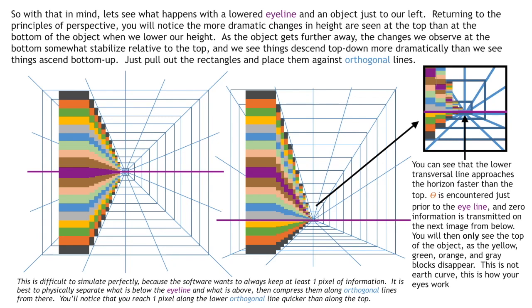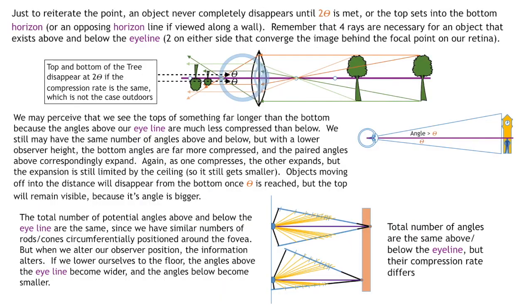You'll notice though when you do that, you reach 1 pixel along the lower orthogonal line a lot quicker than along the top. And just to reiterate the point, an object never completely disappears until 2 theta is met, or the top sets into the bottom horizon, or an opposing horizon line if we're viewing something along a wall, let's say. But the 2 common methods would be if 2 theta is met, or the top sets into the lower horizon, since the lower horizon is usually much closer in than the aspects above our eye line.